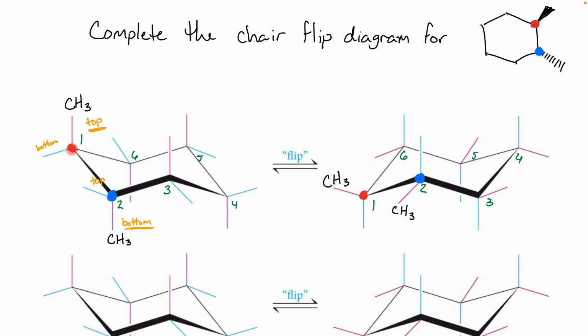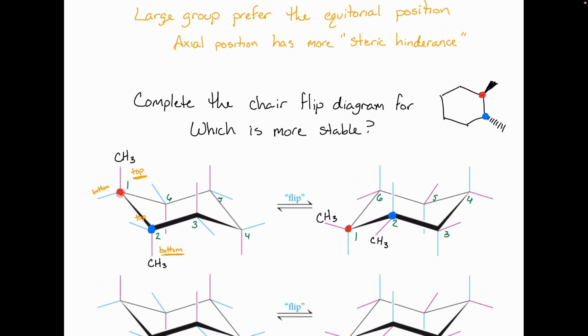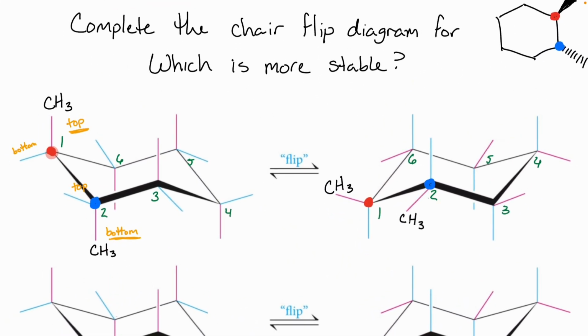Right, so then we're going to do all this work, and then we can ask ourselves, which is more stable? And remember, how did we answer this question? Because large groups are going to prefer the equatorial position. So in this one here, what do we think? The left or the right? Which one is going to be the more stable conformation?